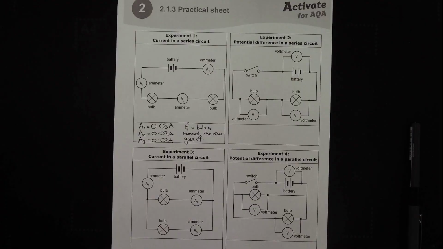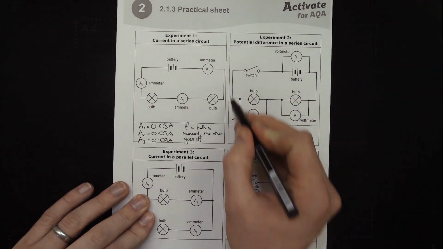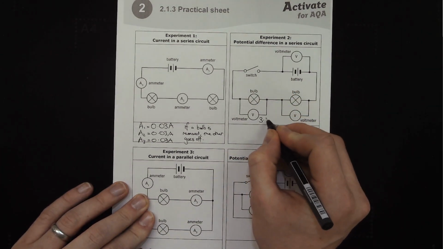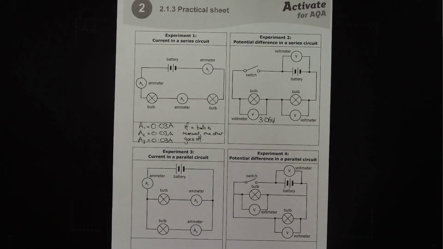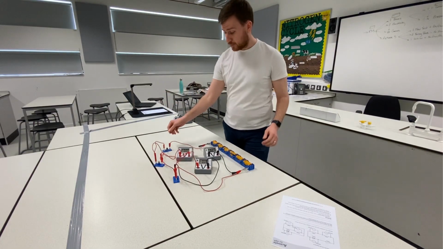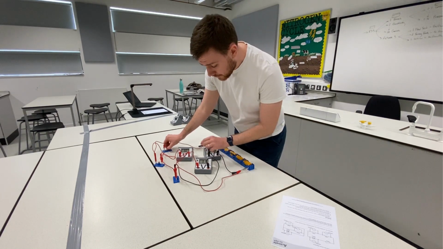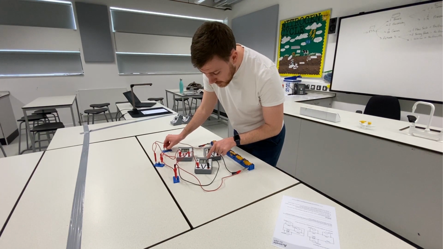for the first bulb. So we start at the battery, the first voltmeter, 3.06 volts. For the second voltmeter, let's go back around, push it in, 3.16.